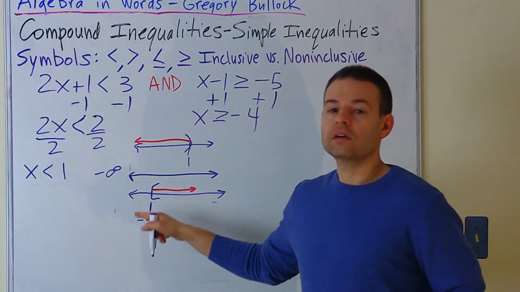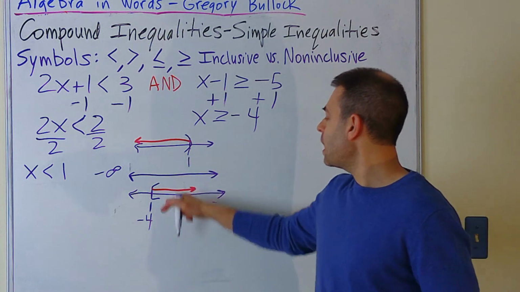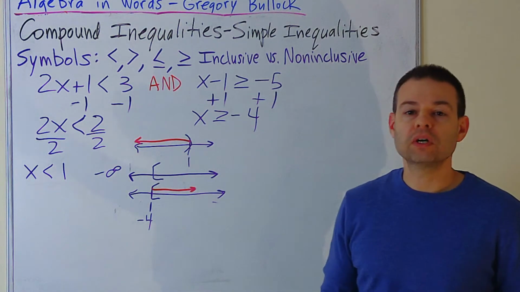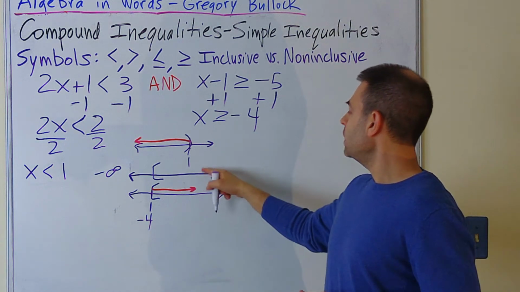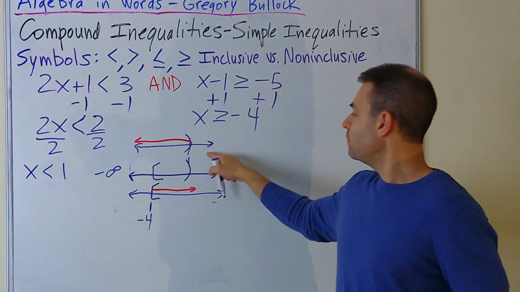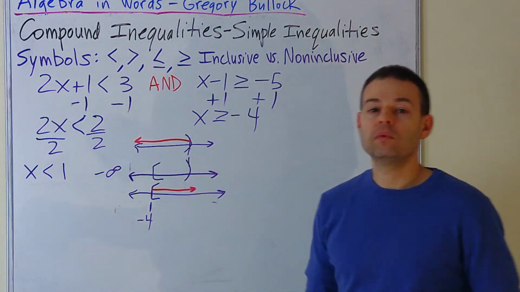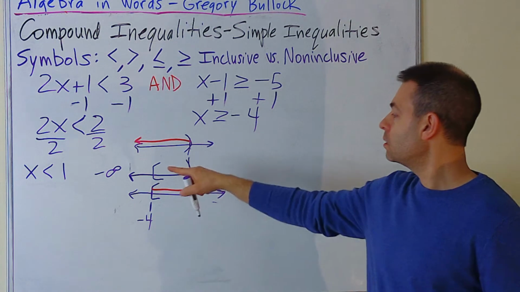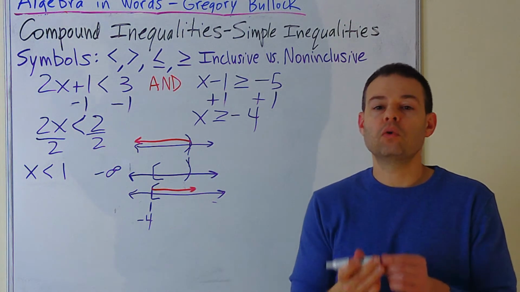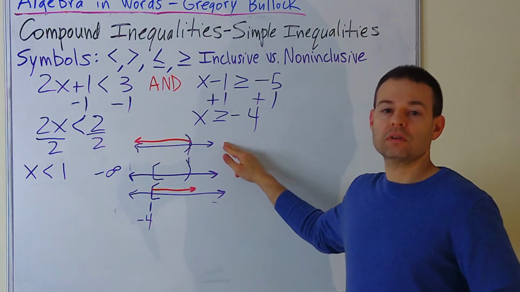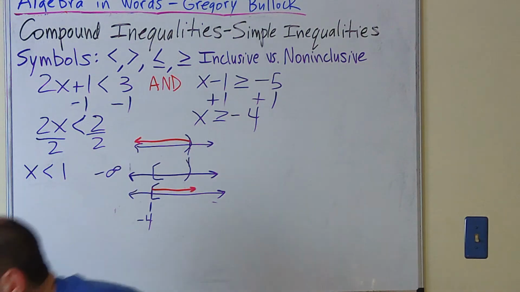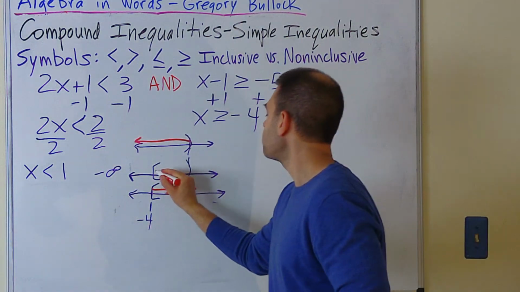So let's start left to right, and if we look at the left, we could put a bracket here at -4, and as we move to the right, we're going to put a parenthesis here from the top one, from x is less than 1. And now the values which overlap from this number line and this number line would be in between them.